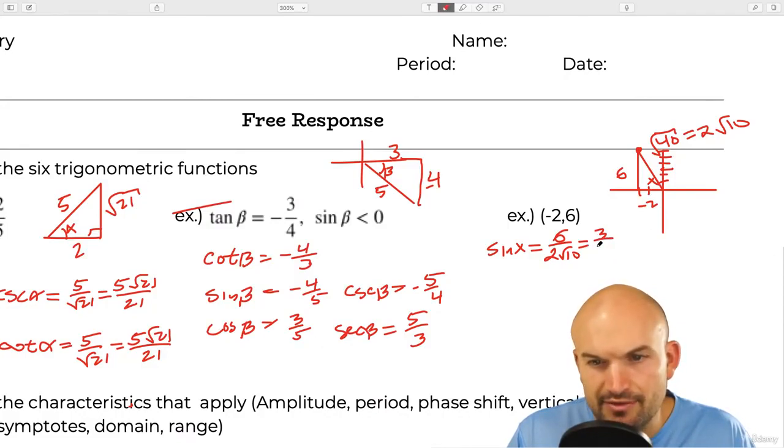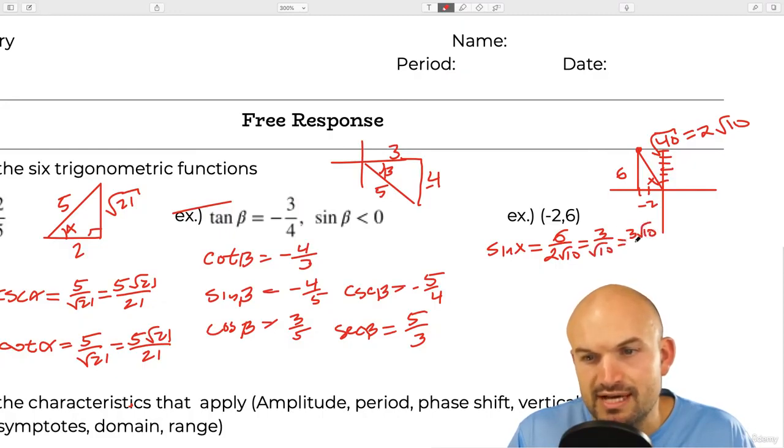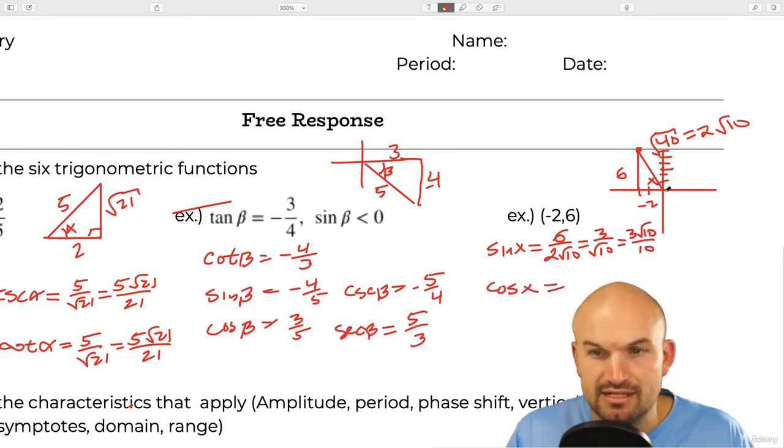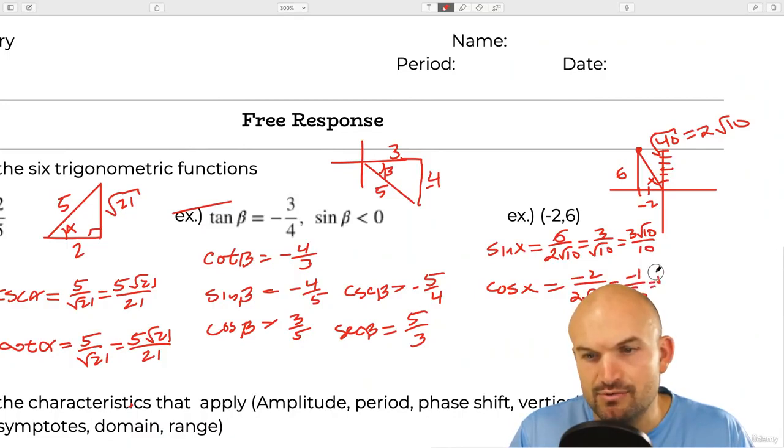So that's going to be 3 over the square root of 10. And then that can be simplified, rationalized. The denominator would be 3 square root of 10 over 10. For the cosine of x, that's going to be adjacent over hypotenuse. So that'd be negative 2 over 2 square root of 10, which is negative 1 over square root of 10, which is equal to negative square root of 10 over 10.